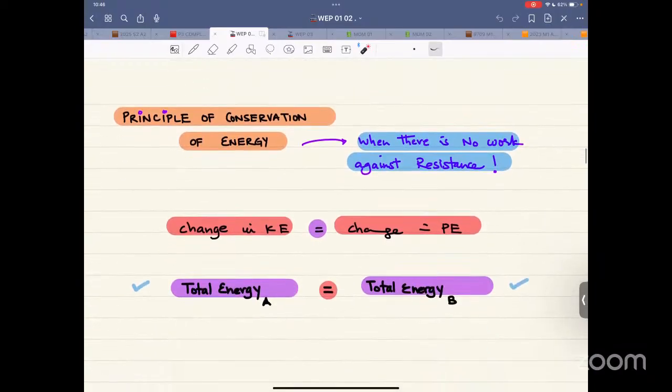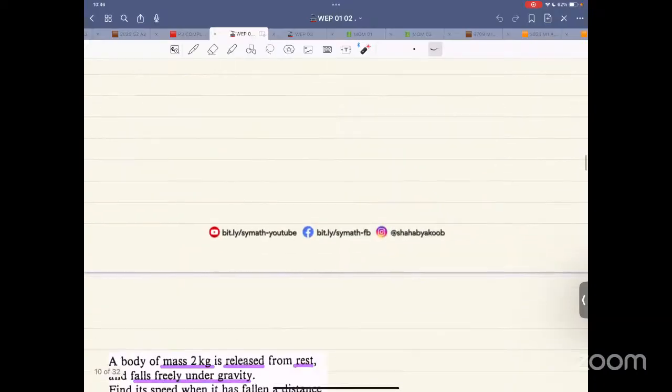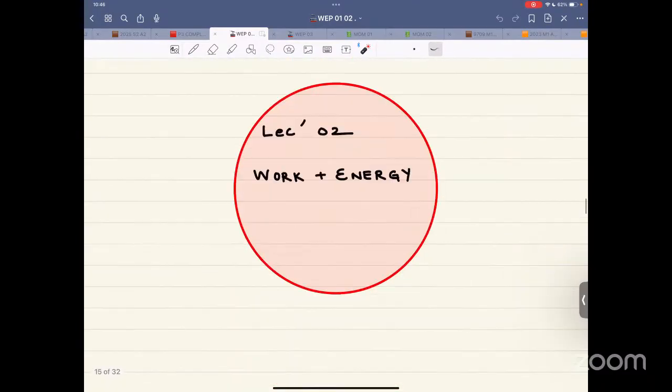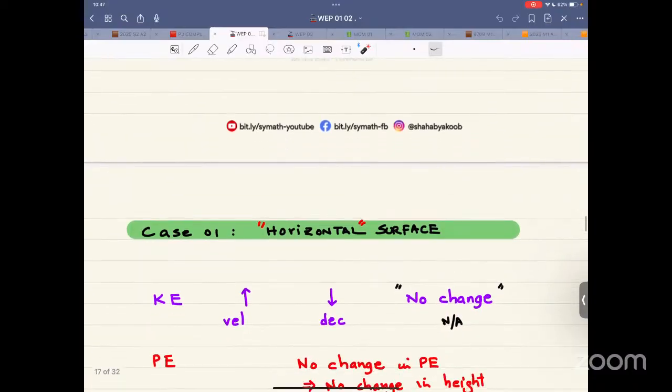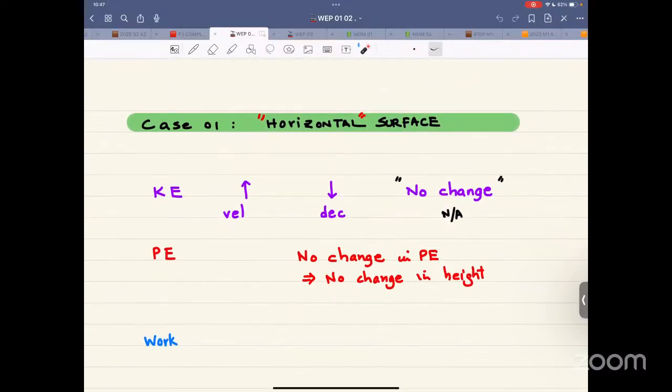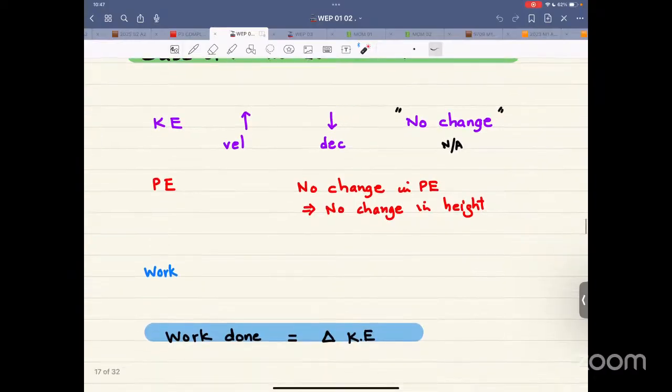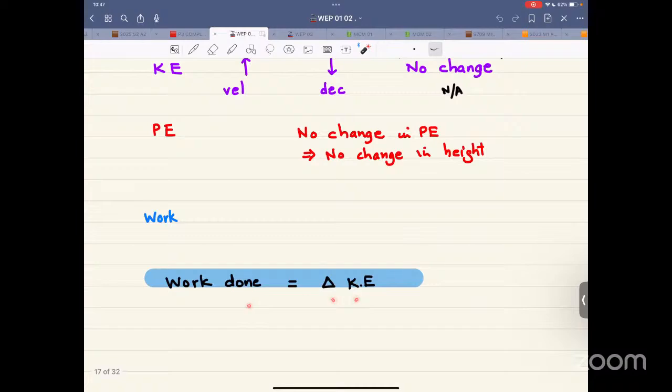Principle of conservation of energy, when there is no work against resistance: change in kinetic is change in potential. You can use this, or total energy at A equals total energy at B. Then we can talk about work and energy. Both are involved. So again, I have made some cases over here. Case number 1, it's a horizontal surface. There is no change in height. So therefore, we would say work done is change in potential energy.